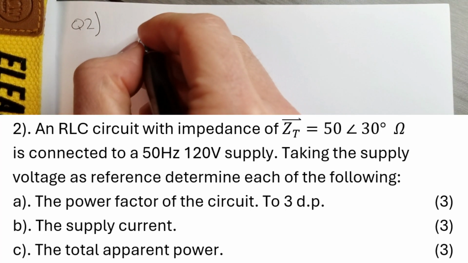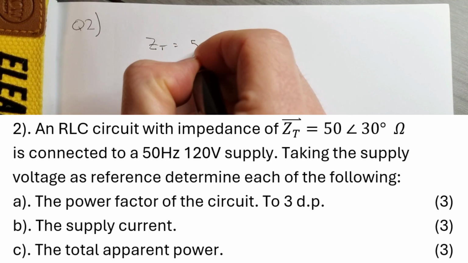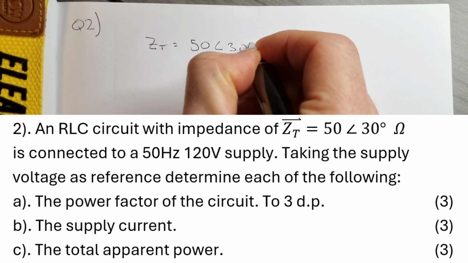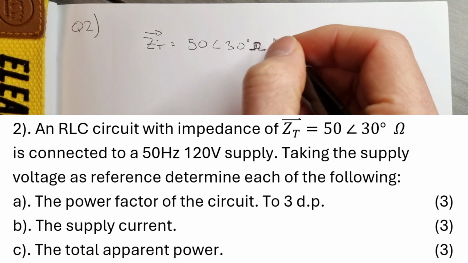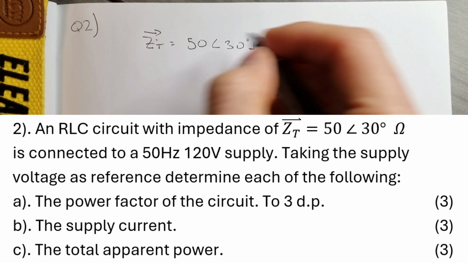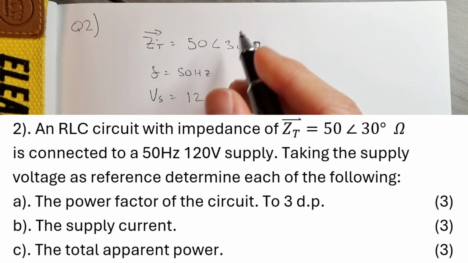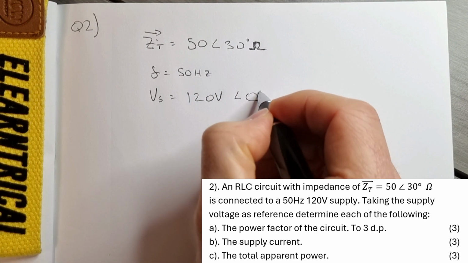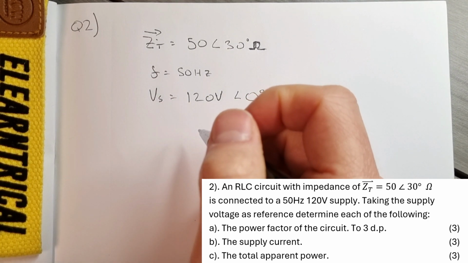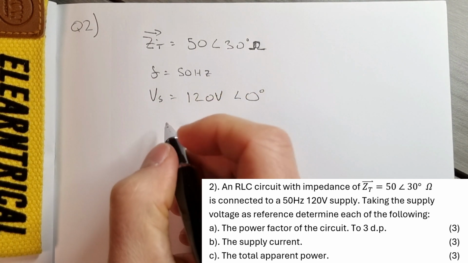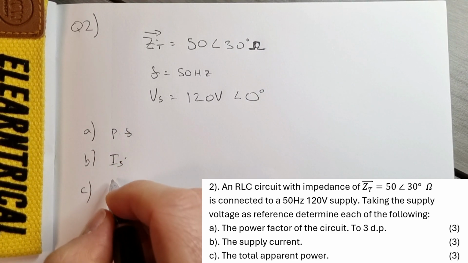An RLC circuit with an impedance of Z total is 50 ohms at an angle of 30 degrees, is connected to a 50 Hz 120 volt supply. Taking the supply voltage as reference, determine each of the following: the power factor of the circuit to 3 decimal places, the supply current, and the total apparent power.